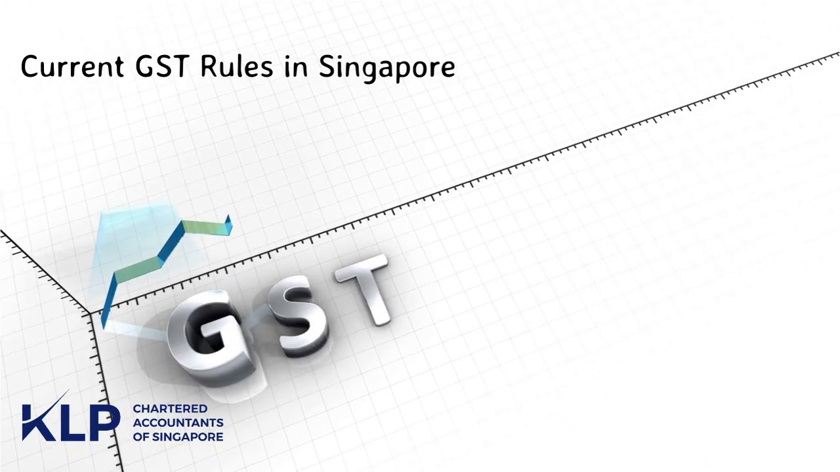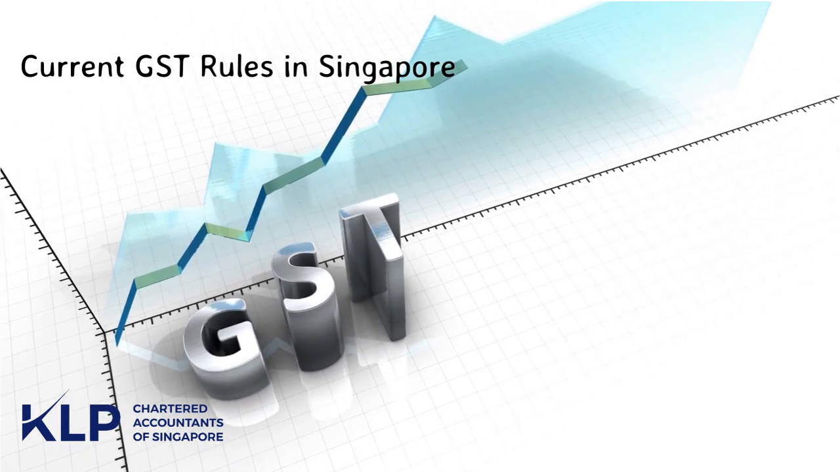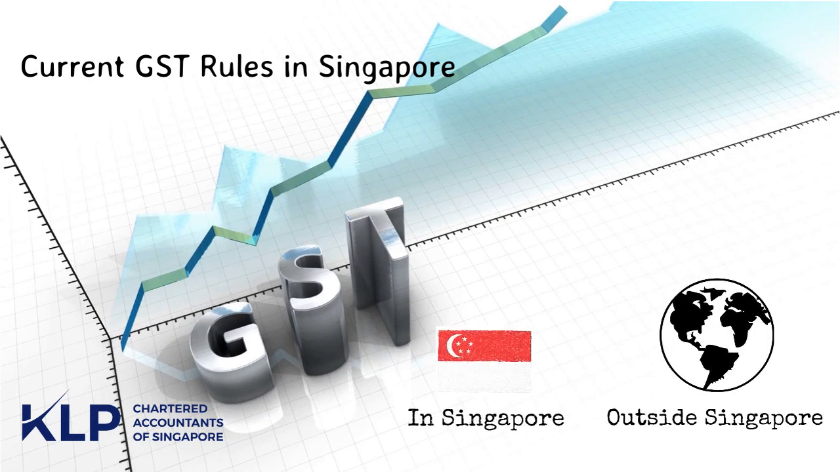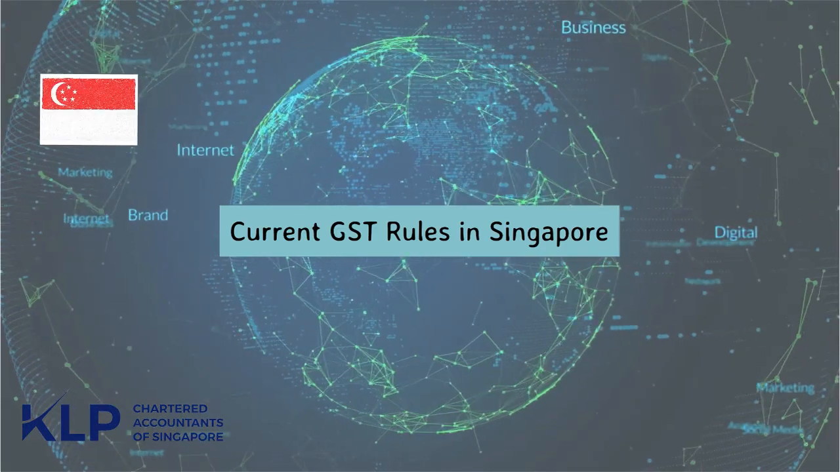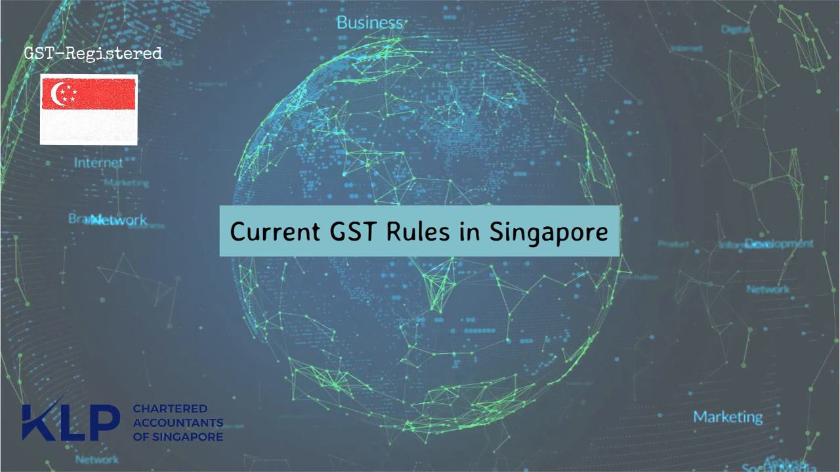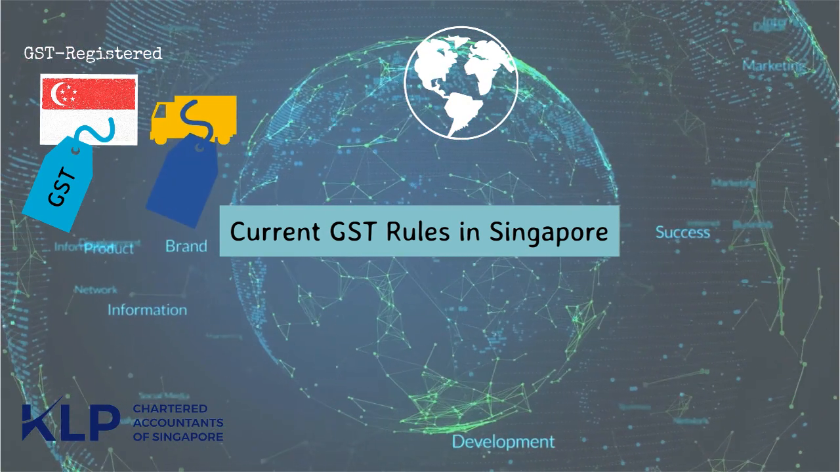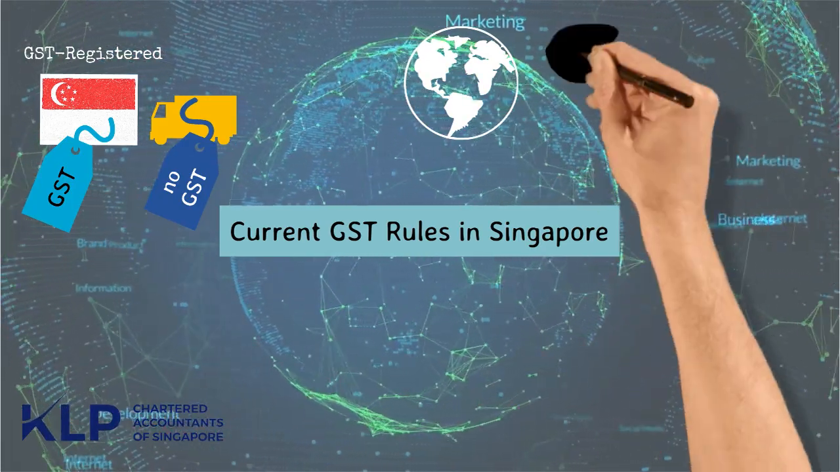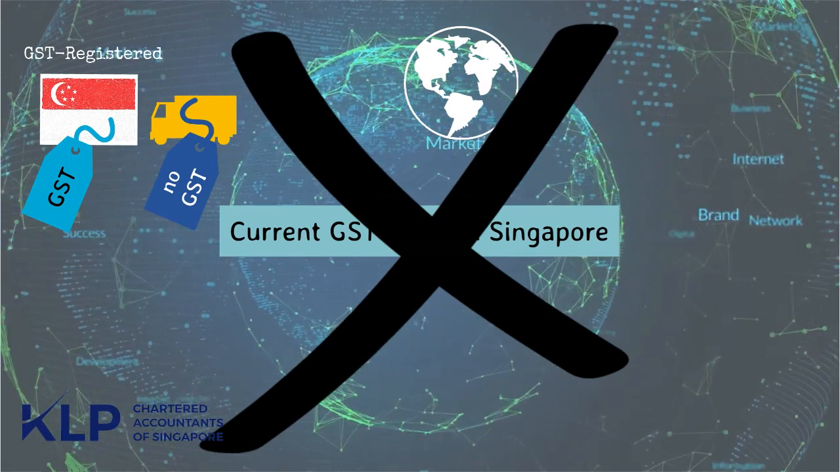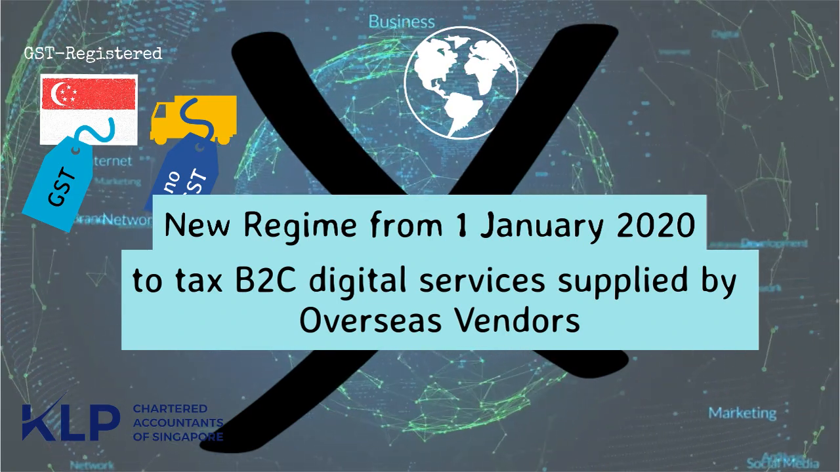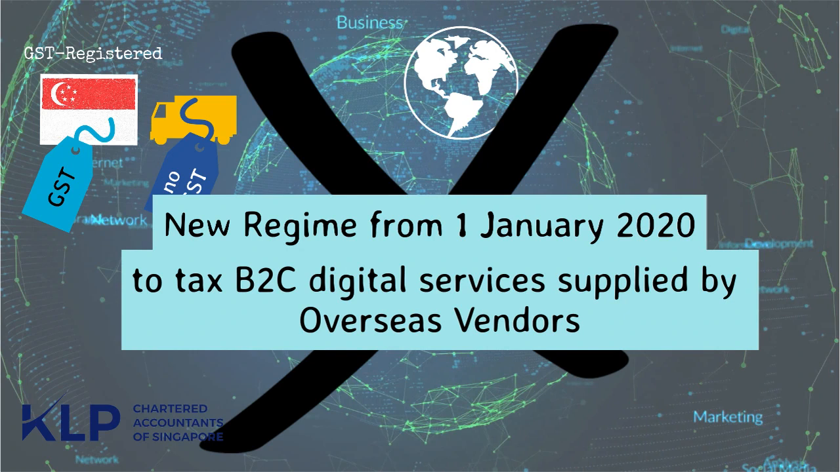Under current GST rules in Singapore, the supply of services is subject to GST depending on whether the supplier belongs in Singapore or outside of Singapore. This means that if the services are procured from a GST-registered supplier in Singapore, their services will be subject to GST. On the other hand, the same supply of services, if procured from an overseas supplier, would not be subject to GST. As such, to standardize the GST treatment of procured services, the Overseas Vendor Registration Regime will be implemented from 1st January 2020 to tax B2C digital services supplied by overseas vendors to customers in Singapore.